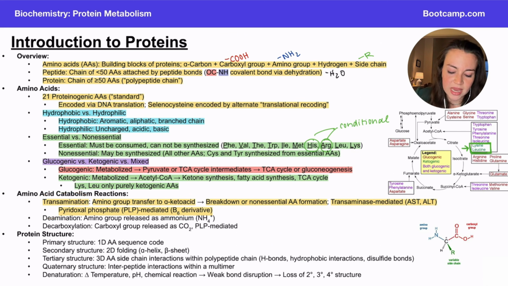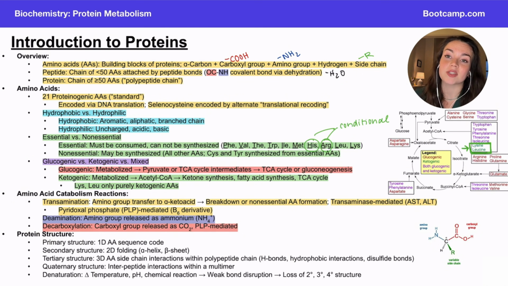Our next reaction would be a deamination, which would be removing the amino group off of an amino acid and releasing it as ammonia, versus a decarboxylation reaction, which would be releasing the carboxyl group off, and that also is mediated by PLP, the vitamin B6 derivative.